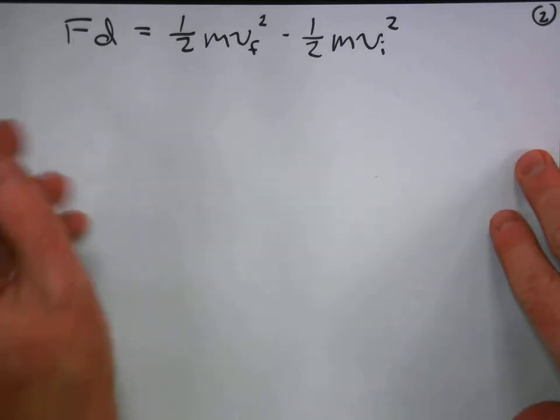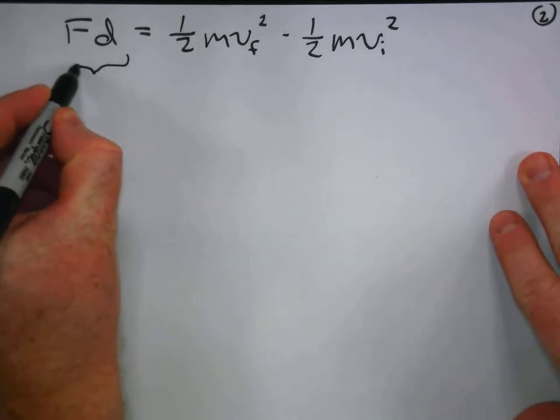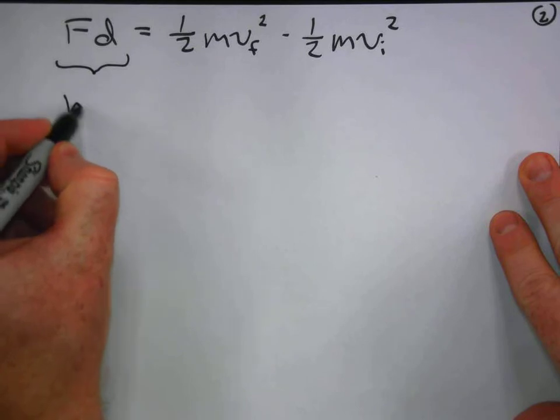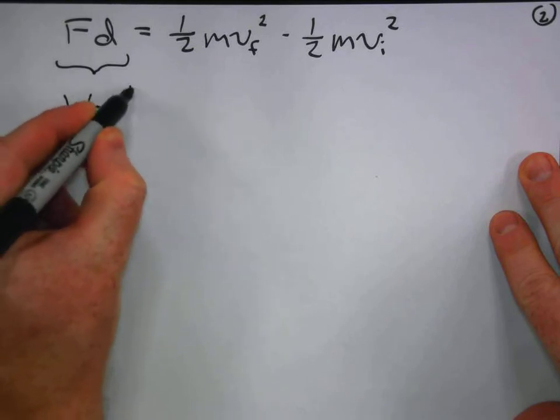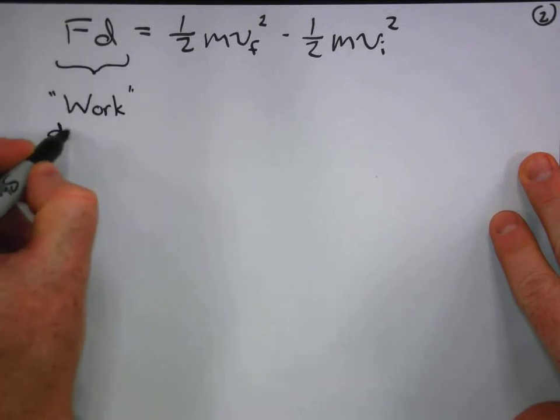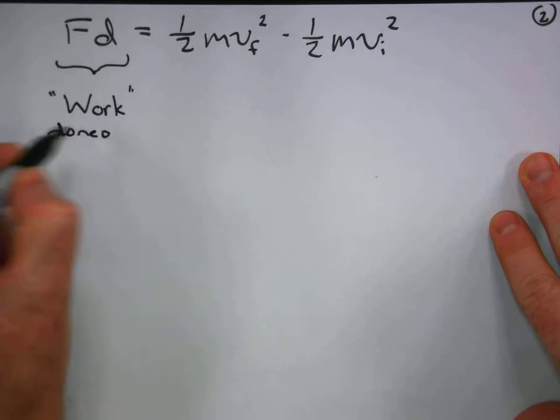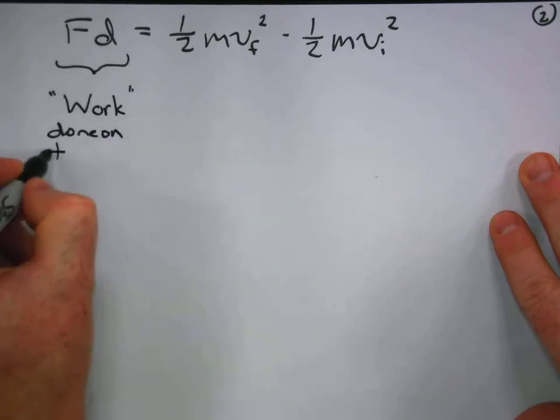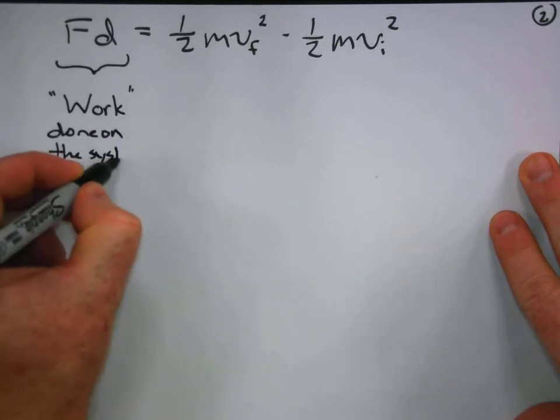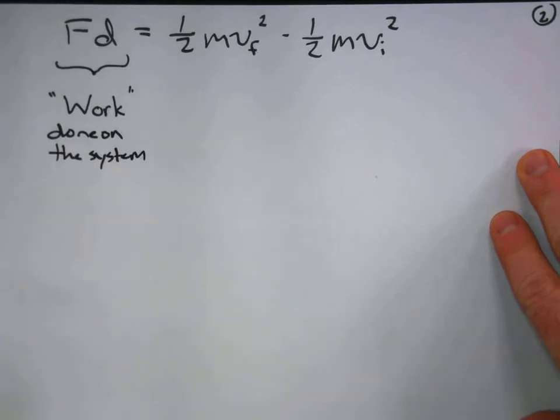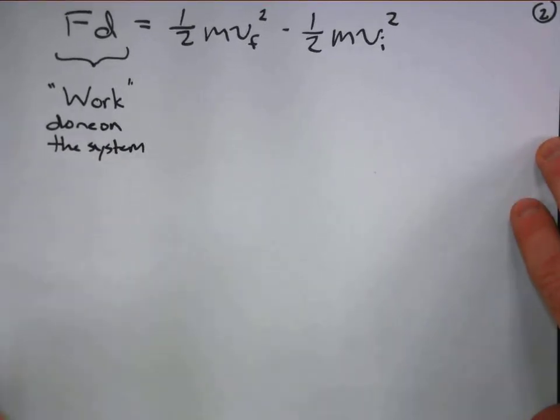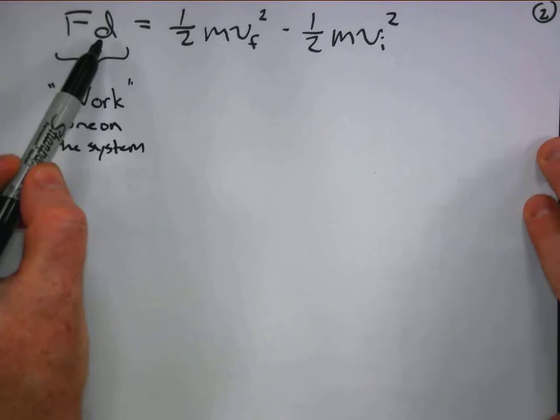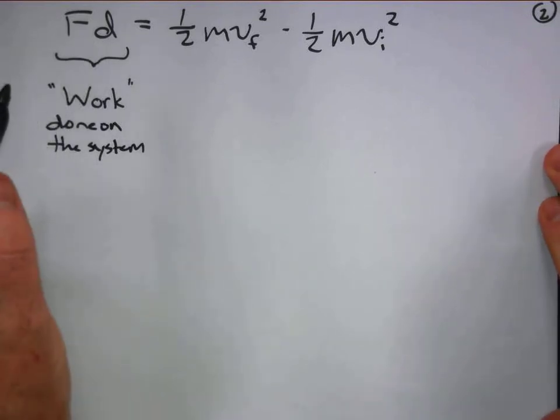So this side actually represents the work done, I can spell, on the system. And so that's what we say. We say, well, work was done. A force was applied while the object moved a certain distance.